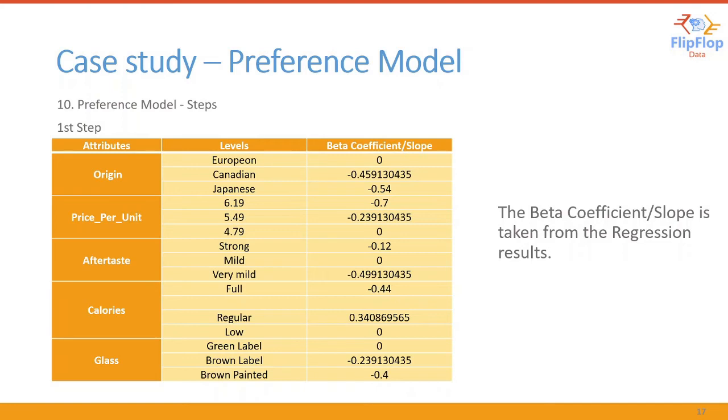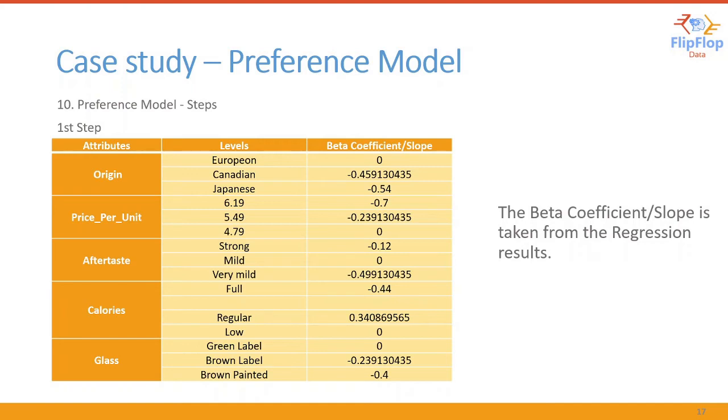Then here comes our preference model. So I will tell you in a series of steps how, from the linear regression results, we can compute our preference model. So this is our first step.